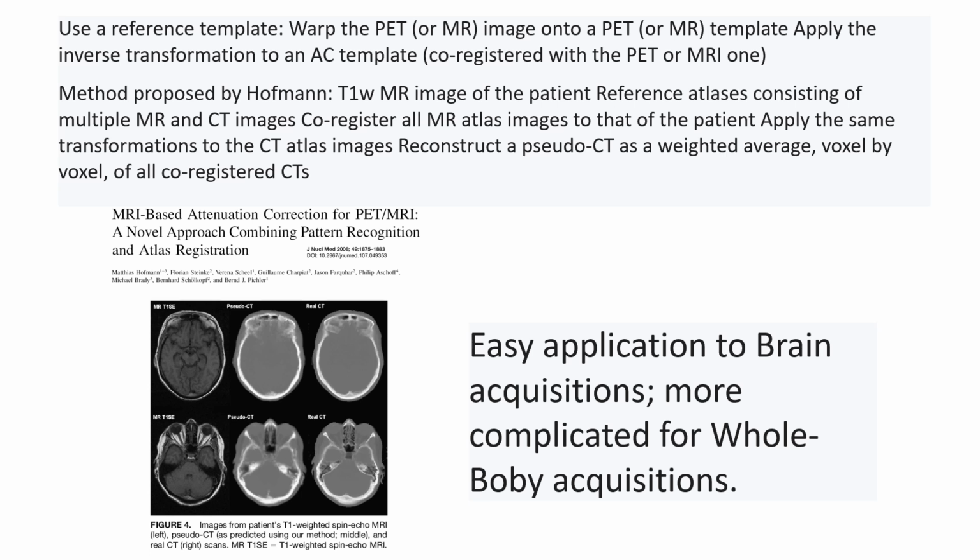Then we co-register all MR atlas images to that of the patient. We apply the same transformation to the CT atlas images, and finally we reconstruct a pseudo CT as a weighted average voxel by voxel of all the co-registered CTs. This is an easy method for brain acquisition, but becomes more complicated for whole body acquisitions.